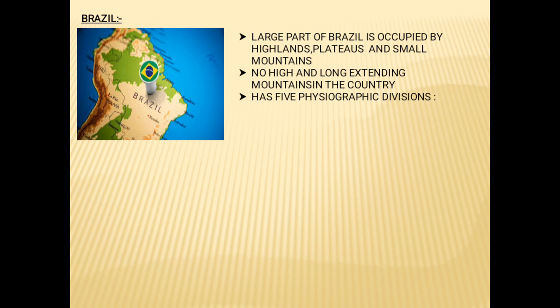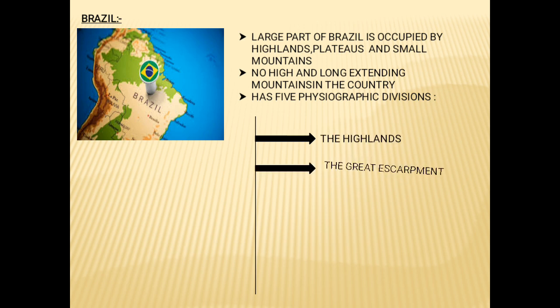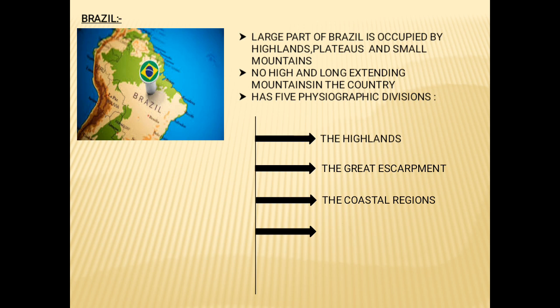The physiographic divisions of Brazil are as follows. It has 5 physiographic divisions, namely the highlands, the Great Escarpment, the coastal regions, the plains, and the island groups. We shall now study each in great detail. First on the list is the highlands.